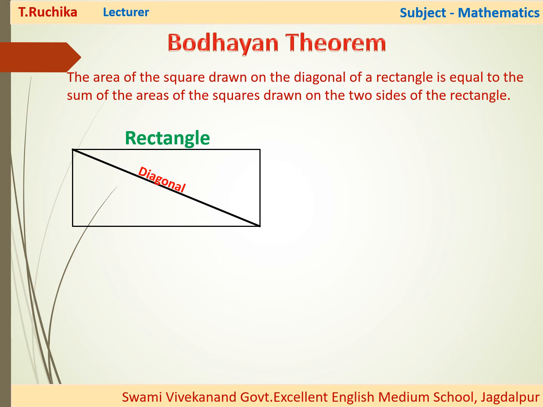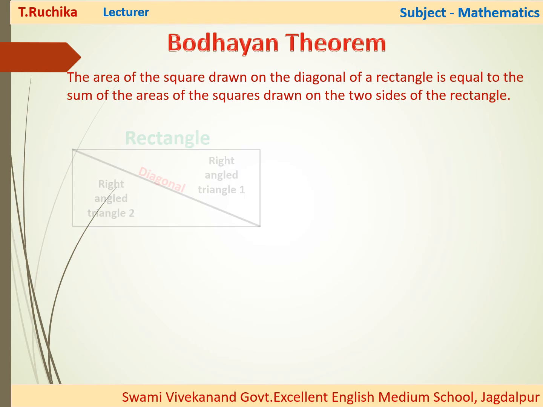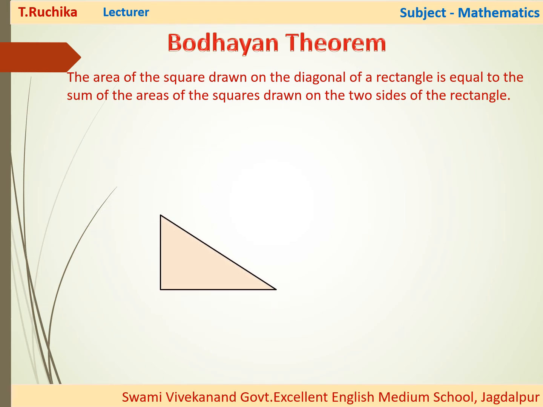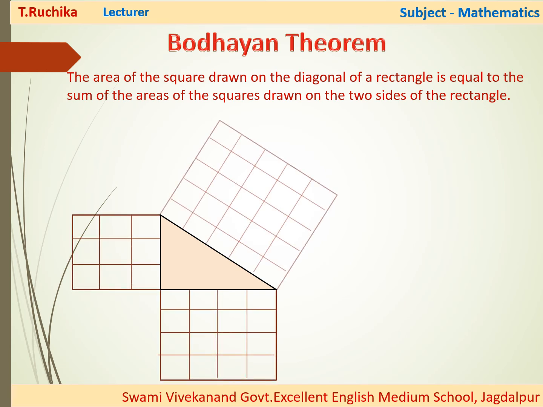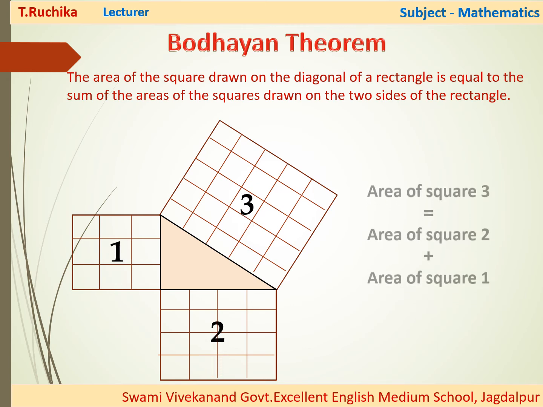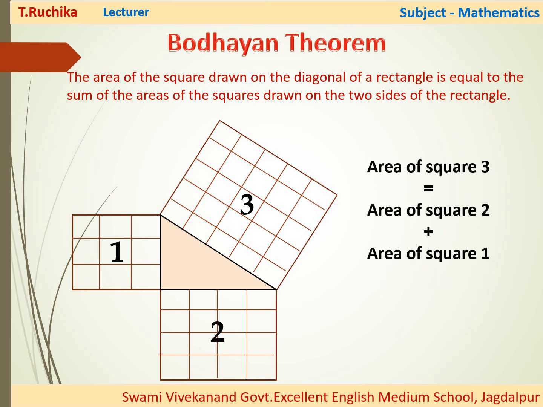We know that the diagonal of the rectangle divides it into two right angled triangles in such a way that the square of the hypotenuse is equal to the sum of the squares of the remaining two sides. That is, area of third square will be equal to area of second square plus area of first square.